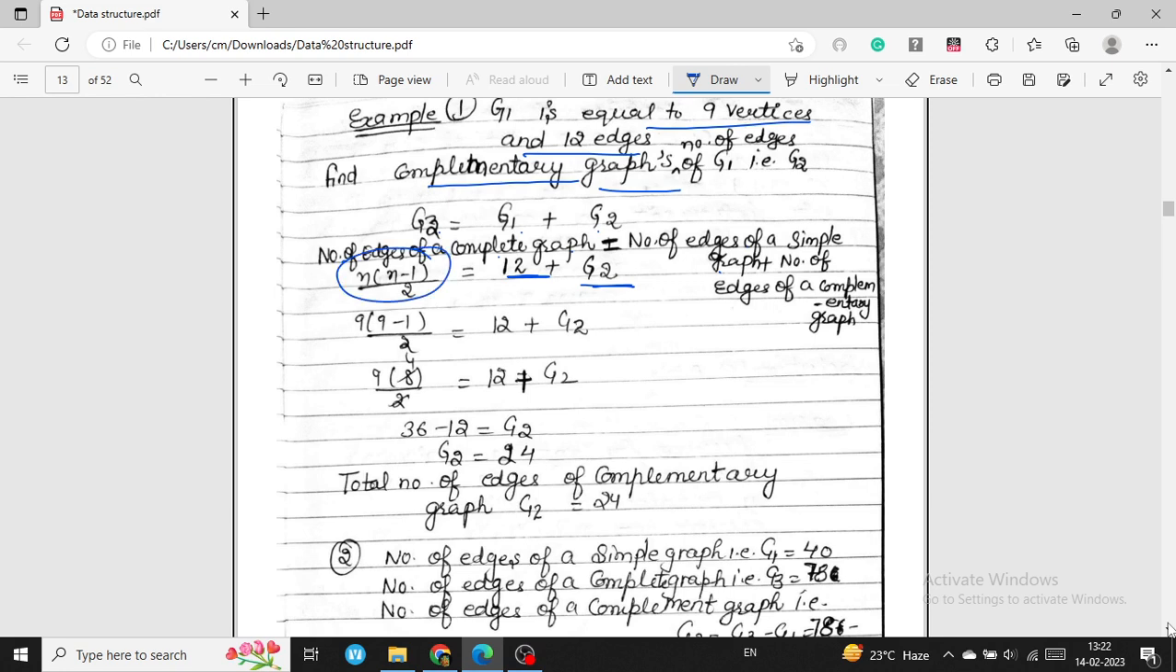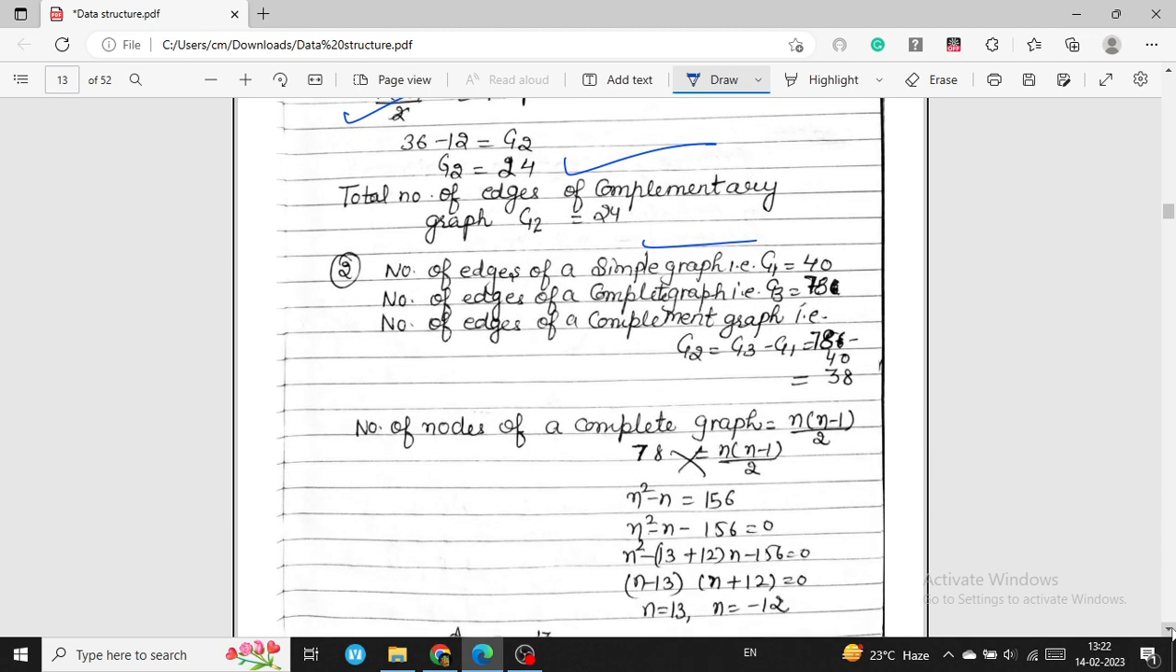Here, substitute the vertices value, and you find 36 is the number of edges of the complete graph. Out of these edges, we subtract the number of edges of the simple graph, and we find the complementary graph's edges. That is 24.